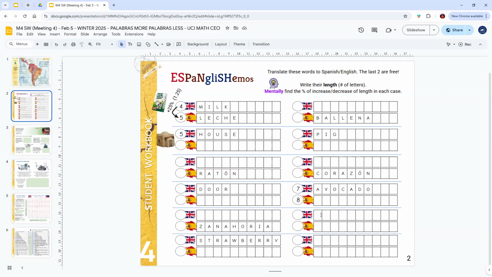And also the last 2 translations, choice of words, are totally free. So they can pick any word here in English and translate to Spanish, or pick a Spanish word and then translate to English. So this is data that we're generating. And we're not so much interested in the words themselves, but in the numbers that describe the length. So they're going to write their length, the number of letters of each word, and then mentally find the percentage of increase or decrease in each case, in each pair of translations.